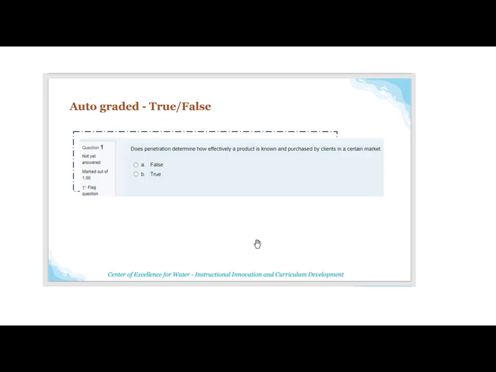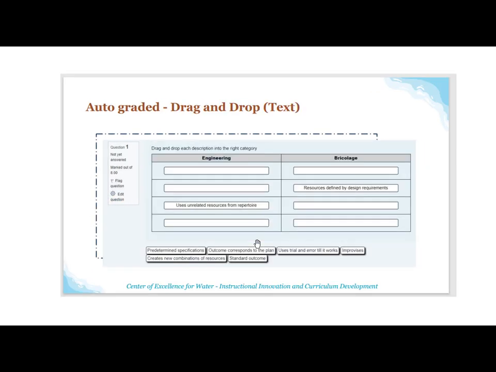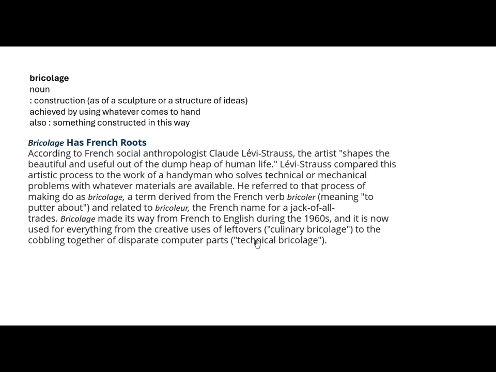Auto-graded true or false. This is the question and this is the answer, and in this particular example the student was able to choose the right answer. Here is the auto-graded drag and drop text, and you can see that we use the rectangles at the bottom and drag them and put them in the window for the empty white rectangles above.